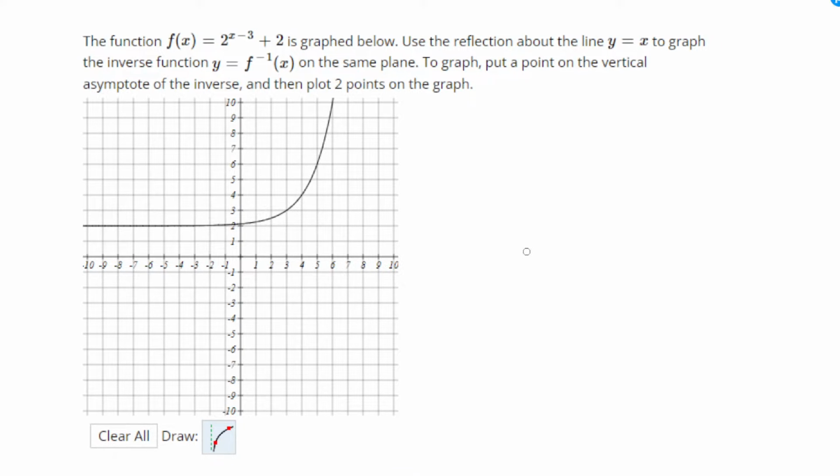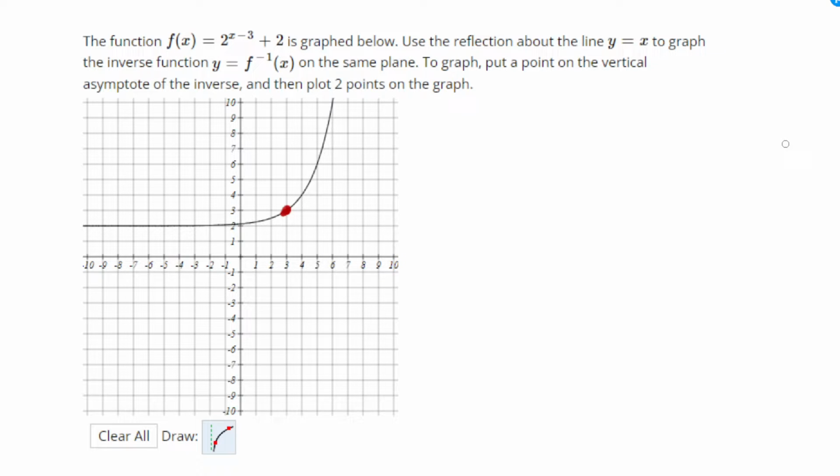Now we have the function f of x equals 2 to the x minus 3, plus 2, graphed below. Same thing: we want to graph the inverse, put a point on its vertical asymptote, and then plot 2 points on the graph. So if we were thinking about y equals x, it'd be like this, right? Our asymptote, yeah. So I'm basically going to switch the points that I know. I have 3, so that actually stays the same. They're going to cross there.